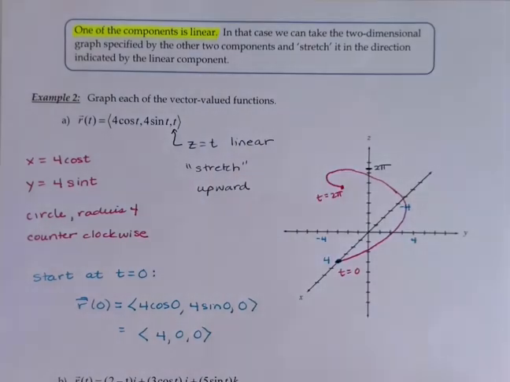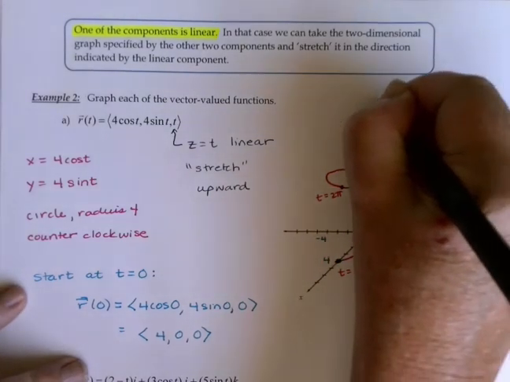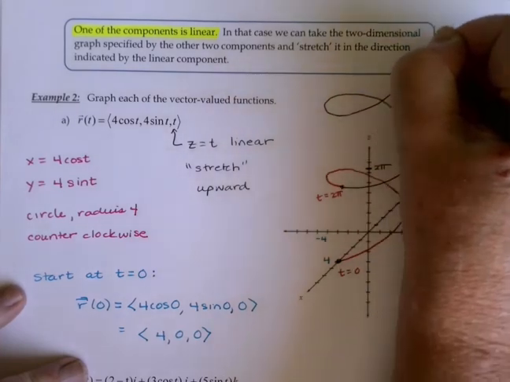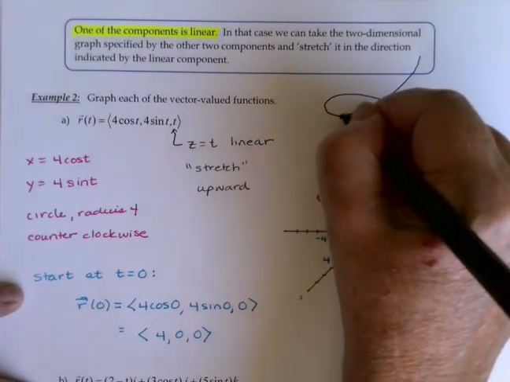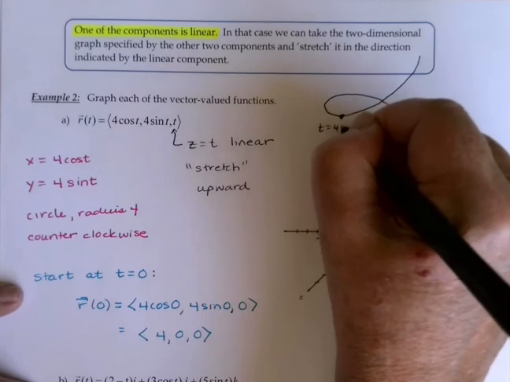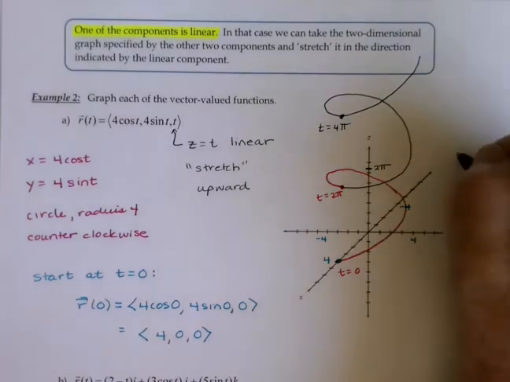Now, of course, I could continue. I could go beyond 2 pi, and I would simply continue to make these circles while I stretch upward further and further. You can imagine almost like a slinky that's being stretched, if you will. Right above here would be t equal to 4 pi. Every time I go all the way around once, I go up another 2 pi on the z-axis. All right, so again, we end up with this shape, which is a helix.